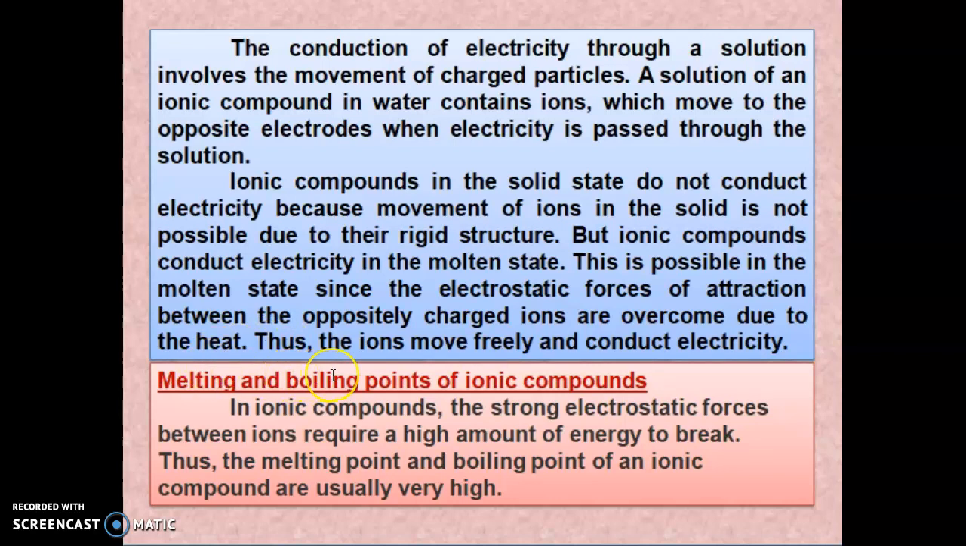Next is the melting point and boiling point of ionic compounds. You know that in an ionic compound there is a strong electrostatic force between the ions. So it requires a high amount of energy to break that bond. So always the melting point and boiling point of ionic compounds are very high. Thus, the melting point and boiling point of ionic compounds are usually very high.